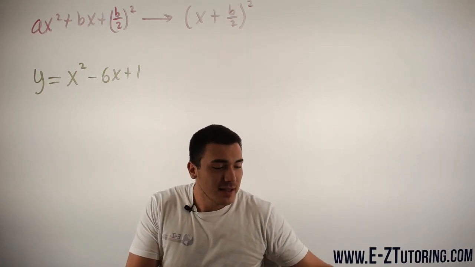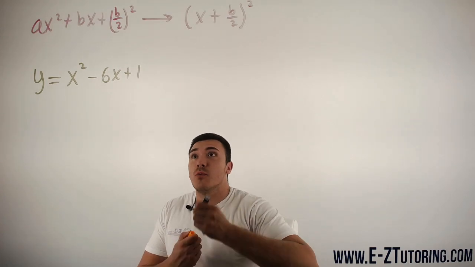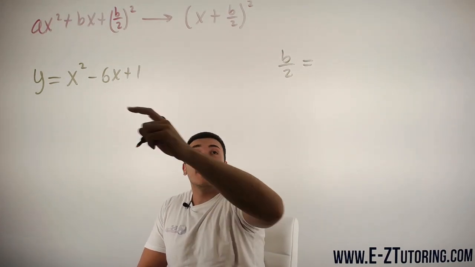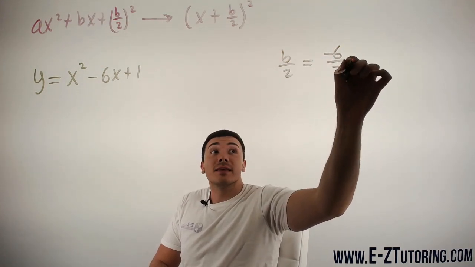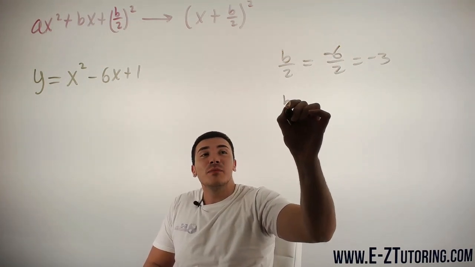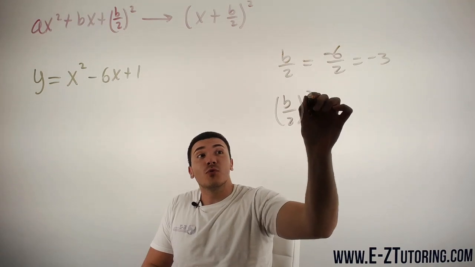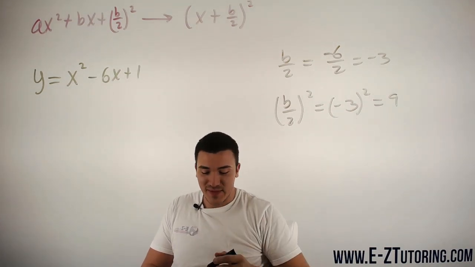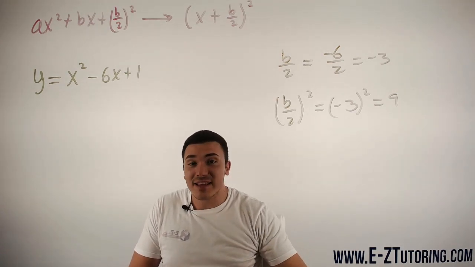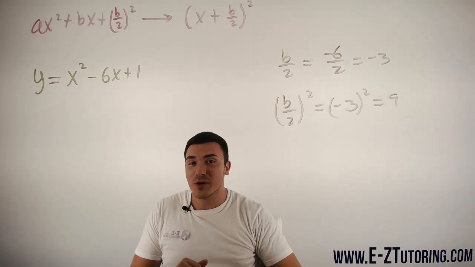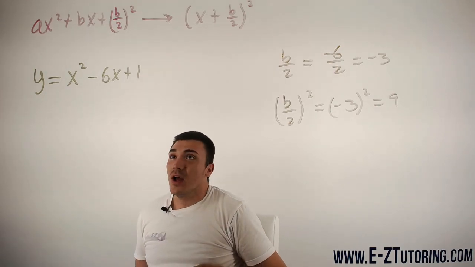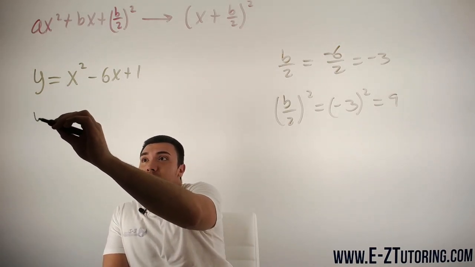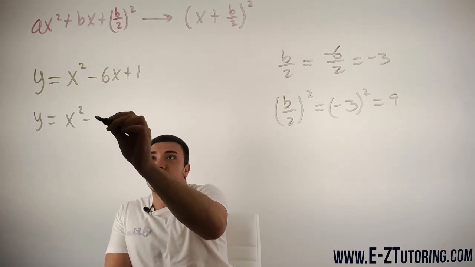So for completing the square, we will need to know what b over 2 is. b is negative 6. This gives us negative 3. And then we also need to know what b over 2 squared is, and that's negative 3 squared, which is 9. I know I'm going fast, but like I said, I am not going to focus too much on completing the square. Alright, so now all we need to do is add and subtract 9 to our equation.